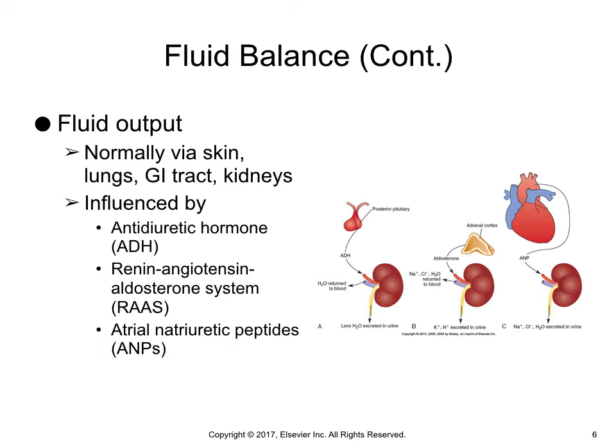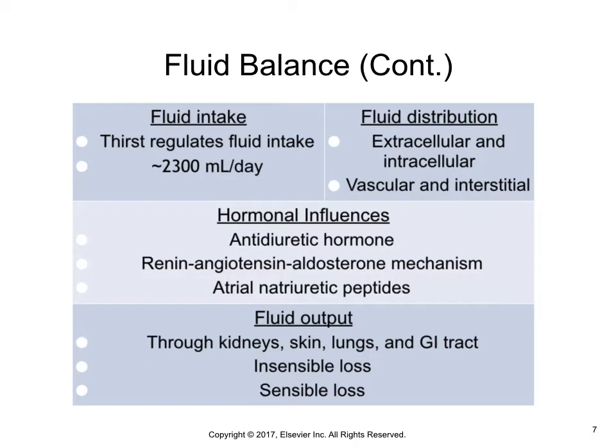Atrial natriuretic peptide is a weak hormone that inhibits the antidiuretic hormone by increasing the loss of sodium and water in the urine. Thus, atrial natriuretic peptide opposes the effect of aldosterone, shown as Figure 42-6, major hormones that influence renal fluid excretion. Shown on this slide are the summarized components of fluid balance.